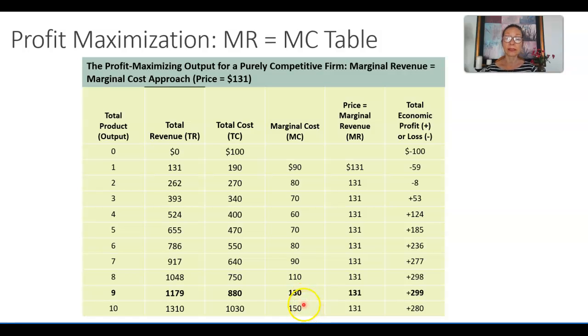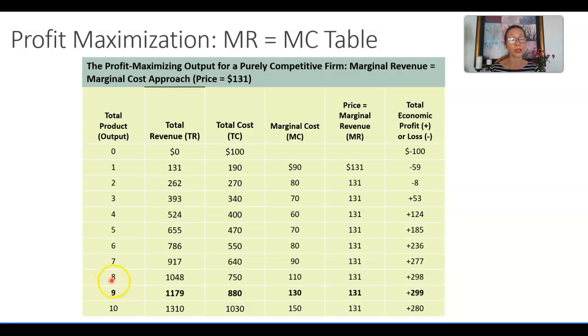Recall that marginal cost, which we studied previously, is simply the change in total cost due to the change in output. So as we produce 1 unit of output, our marginal cost is $90 and our marginal revenue is $131. So our marginal revenue is greater than our marginal cost. We're going to continue to produce. And you can see that as we produce more and more units, our marginal cost initially is a little bit high, it decreases, and then it starts to increase. Now we're going to try to find that point where marginal cost is equal to marginal revenue.